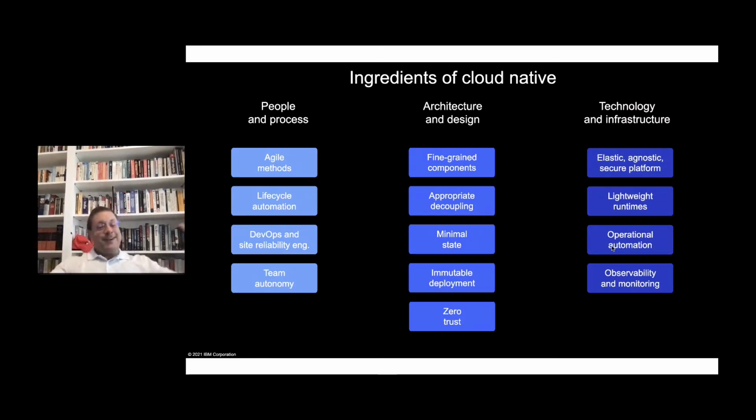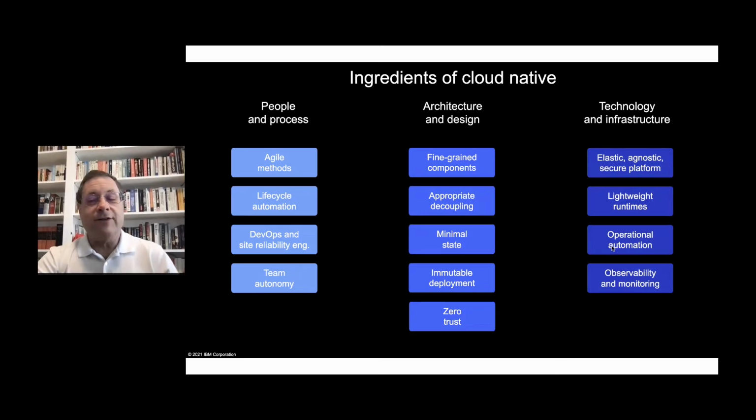So as we started looking at this, we realized as you break down each of these pieces and you start talking about what makes up people and process, what makes up architecture and design, and what makes up technology and infrastructure, it breaks down in this way. And these are all the things that we've been talking about in the last few slides as we've talked about all the great things that go into being cloud native.